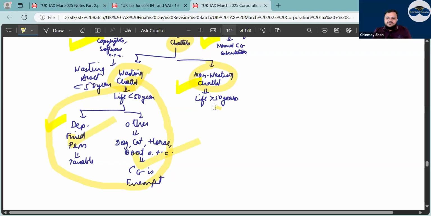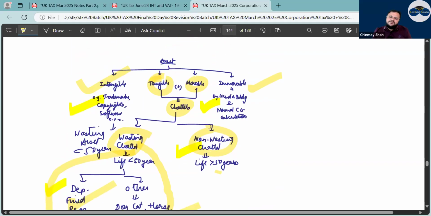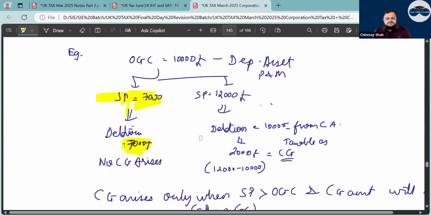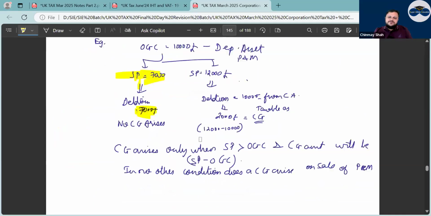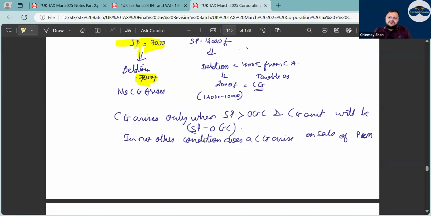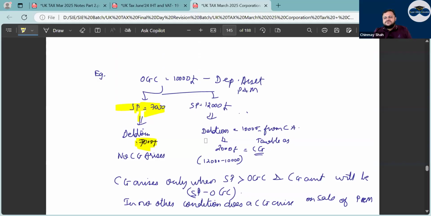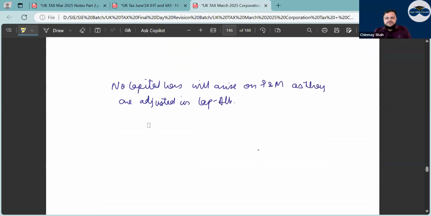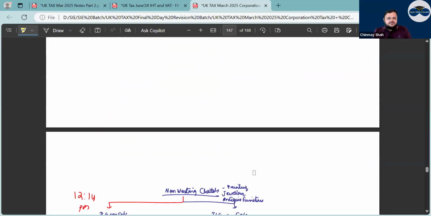Non-wasting assets, what do you have? Painting, correct? Can painting go more than 50 years? Yes. Then antique furniture, correct? Jewelry, all these are non-wasting chattels. So have a look. This is the normal depreciation, and over and above the original cost, whenever the selling price is higher, you get a CG. But there will be no capital loss, because capital loss on fixed plant and machinery will be recorded in the books. They are adjusted in the capital loss, correct?